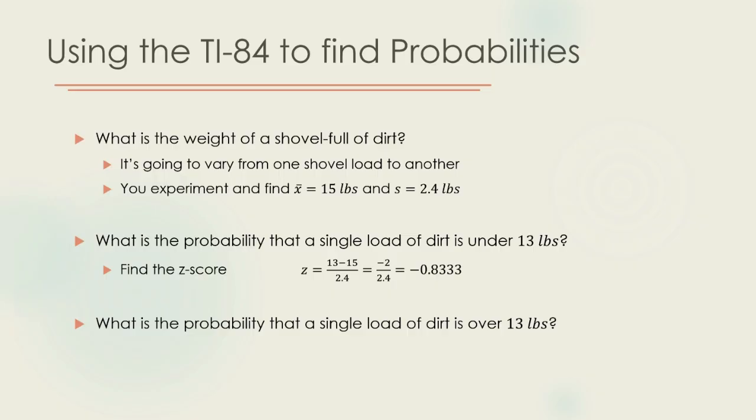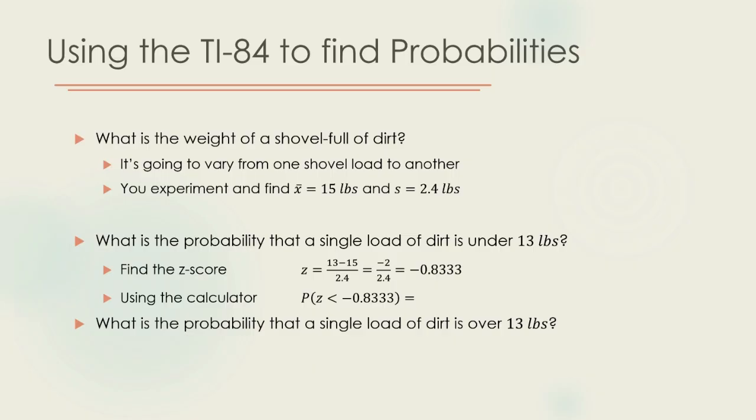So the way we did this with the Z table is we had to first find the Z score. What's the probability that a single load of dirt is under 13 pounds? We found a Z score using this formula of negative 0.8333. So finding the probability that a single load of dirt is under 13 pounds is the same as finding a Z score that is less than negative 0.8333.